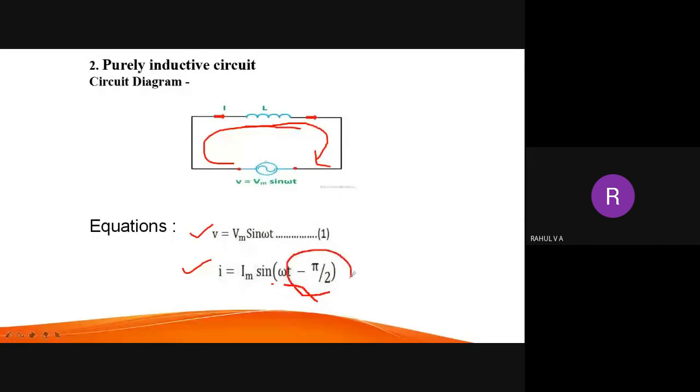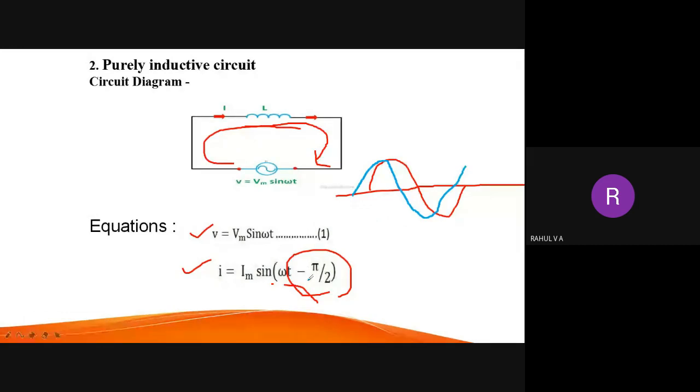That means there is a phase difference. That means who is leading? Voltage is leading because it is omega t minus pi by 2. That means voltage is leading. If suppose this is the waveform of current, then this will be the waveform of voltage. That means voltage is leading the current.